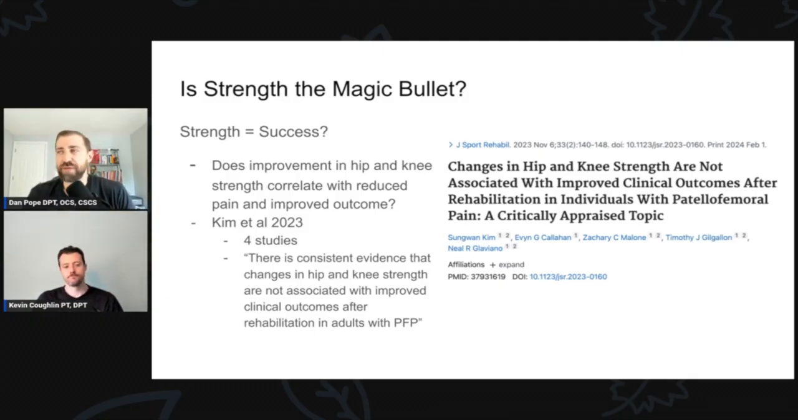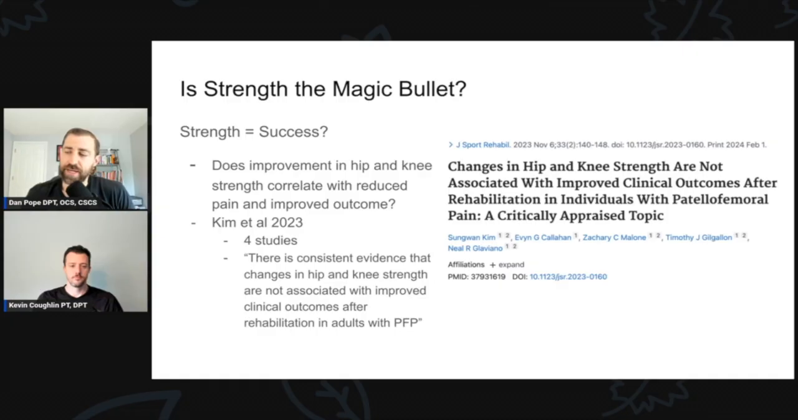We know that heavy loads work for people in pain. We know that moderate loads work, light loads work. We don't always need to make sure that strength goes up to make a change, right? So this is just a quote from this paper. They looked at 4 individual studies, so they combined a whole bunch of different studies to see. And they said there is consistent evidence that changes in hip and knee strength are not associated with improved clinical outcomes after rehabilitation in adults with patellofemoral pain.